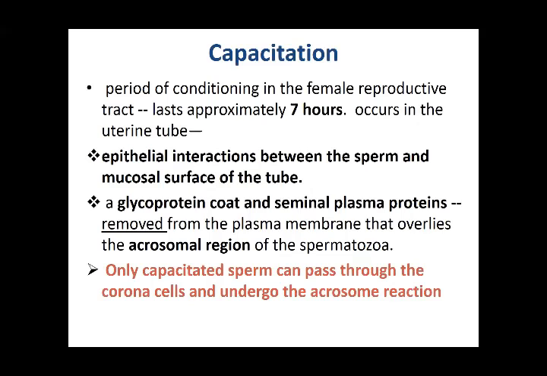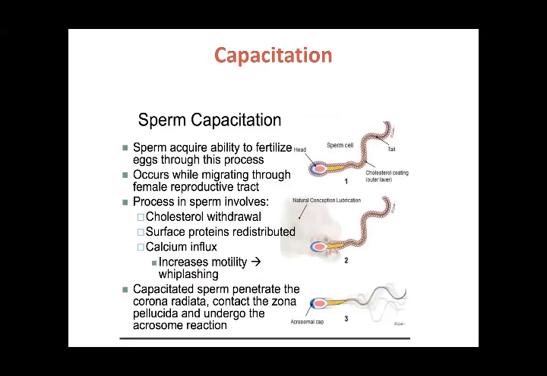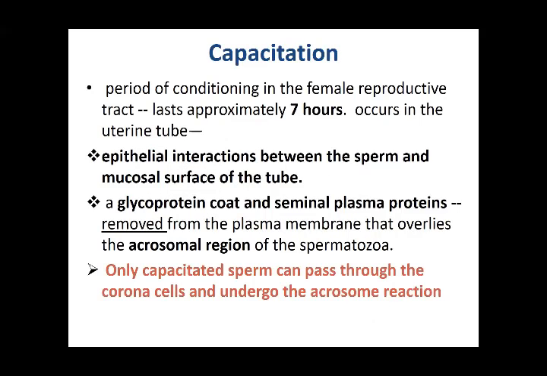Capacitation is a period of conditioning, a prerequisite conditioning in the female reproductive tract, which takes approximately 7 hours and occurs in the uterine tube. There are epithelial interactions between the sperm and the mucosal surfaces of the tube. A glycoprotein coat and seminal plasma proteins are removed from the plasma membrane that overlies the acrosomal region, and the cholesterol, as I showed you in the previous picture, is removed. This removal process, or these changes, is what we call the capacitation of the spermatozoa.